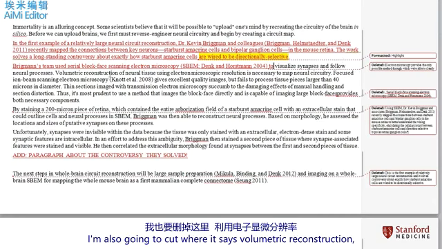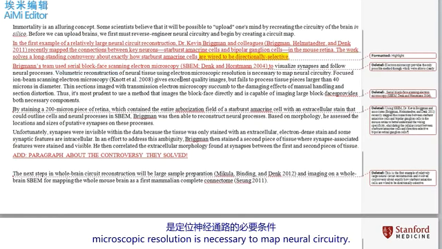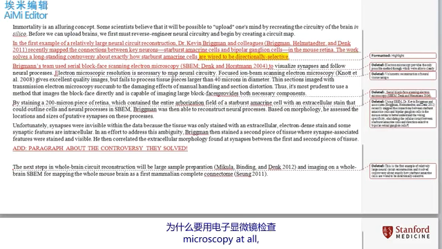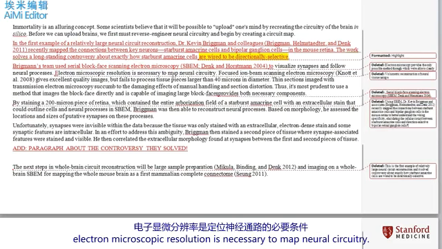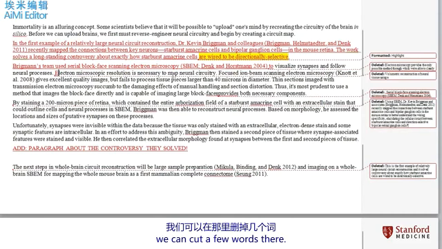I'm also going to cut where it says volumetric reconstruction. Notice this very, that's kind of jargony, of neural tissue using electron microscopic resolution is necessary to map neural circuitry. Well, I think we can just say, if we're getting into why we used electron microscopy at all, electron microscopic resolution is necessary to map neural circuitry. I don't think we need any of the other words there. So we can cut a few words there.